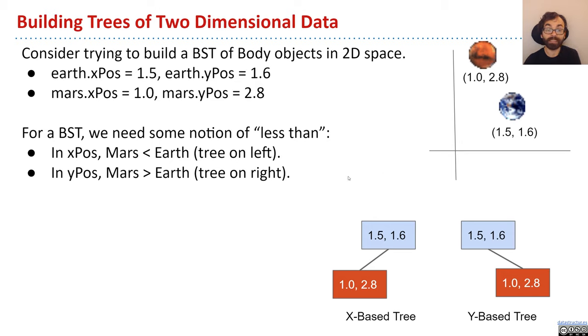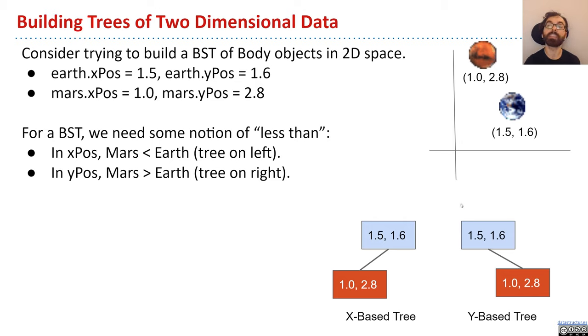But in that case, we need to decide how we know one item is less than another. If the only two attributes of these two objects that we care about are their position, well, if we use the x position to decide what's left, then we'd say that Mars is less than Earth. It's to the left of Earth. However, if we use y position, then we'd say that Mars is greater than Earth because it's above Earth. And so, in effect, we end up with two possible trees. We have the x-based tree, where Mars is to the left of Earth, or the y-based tree, where Mars is to the right of Earth.